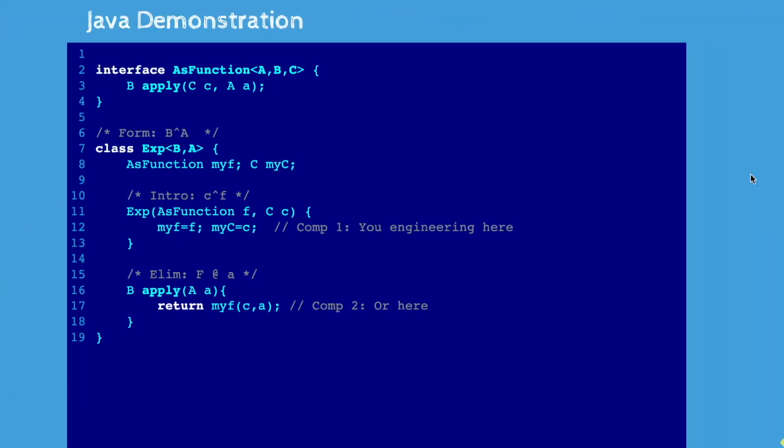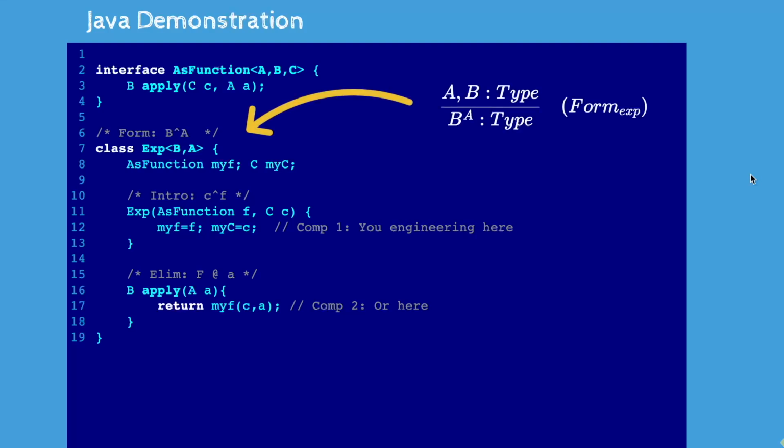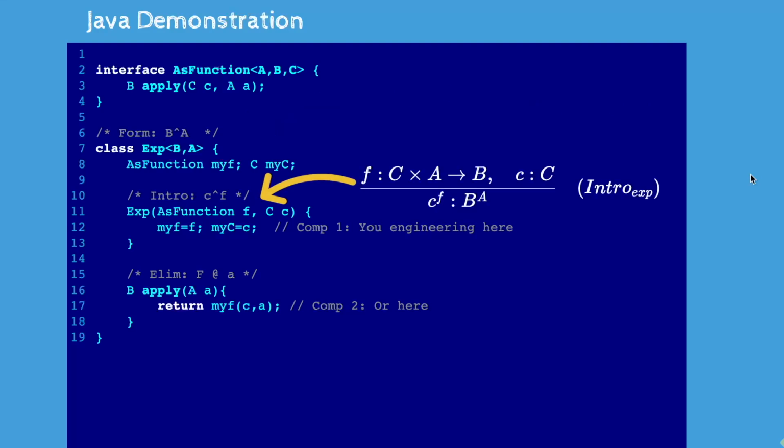Let's see this in a demonstration in the Java programming language. At the beginning, we use AsFunction to describe the alternative functions. Notice that the apply on line 3 takes as input something of type C and something of type A, and it returns something of type B. This makes it a function from C paired with A into B. These are the alternatives that we will want to plan ahead for. Our formation rule took a pair A, B and made this exponential B to the A. In the Java syntax, we can't use B to the A, but we replace it with the expression EXP for exponential. Next, we look at the introduction rule.